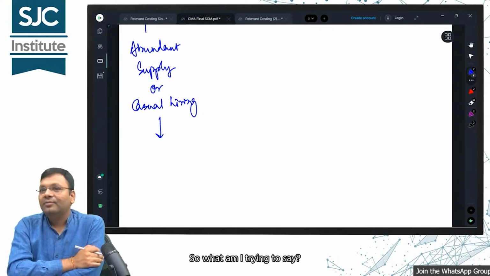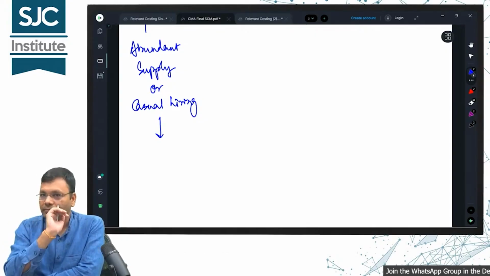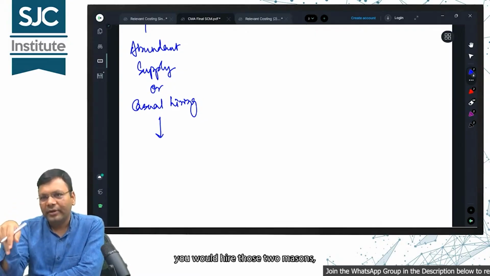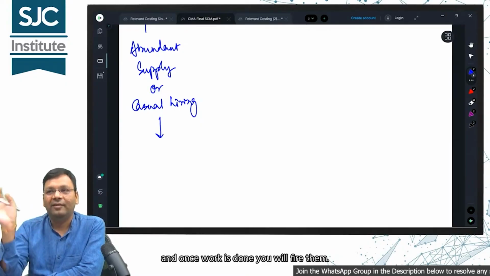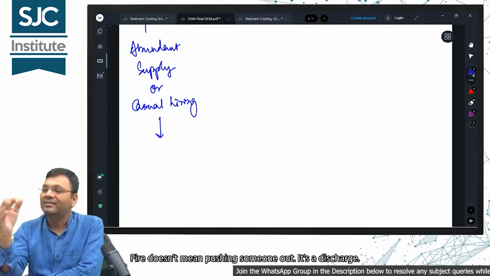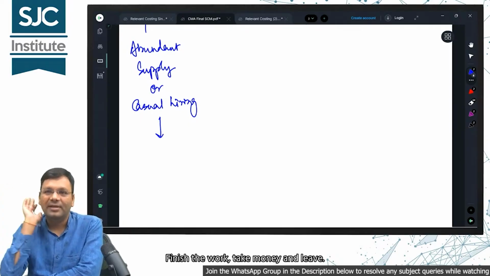So what am I trying to say? Hire 2 masons comfortably. Casual hiring is that you hire those 2 masons, and once the work is done, you fire them. Hire and fire. Fire doesn't mean pushing someone out; it's a discharge. Finish the work, take money and leave.